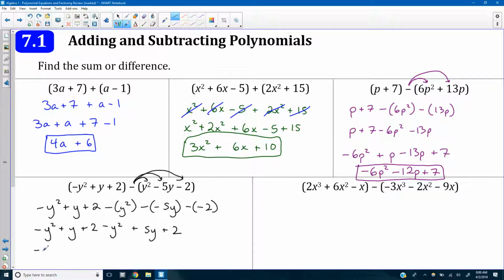Now rewrite things next to each other. Here's that negative y squared with this negative y squared. Believe me, those do not cancel out. You don't want to make that mistake. Plus y plus 5y plus 2 plus 2.